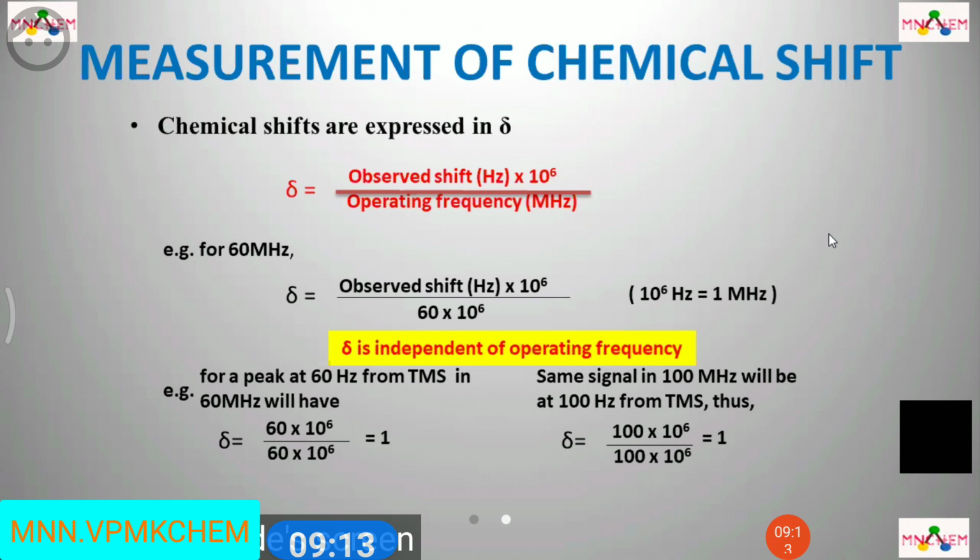For example, if I take the NMR peak for TMS in a 60 megahertz and a 100 megahertz instrument, and use the above formula to calculate the delta value, we can see the value will appear to be the same. So here we understand that delta is independent of the operating frequency of the instrument. Next.